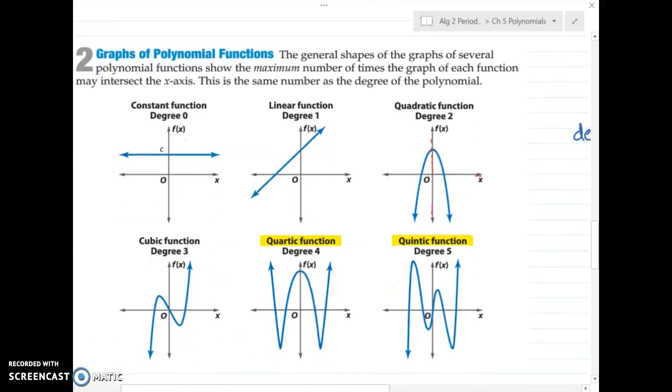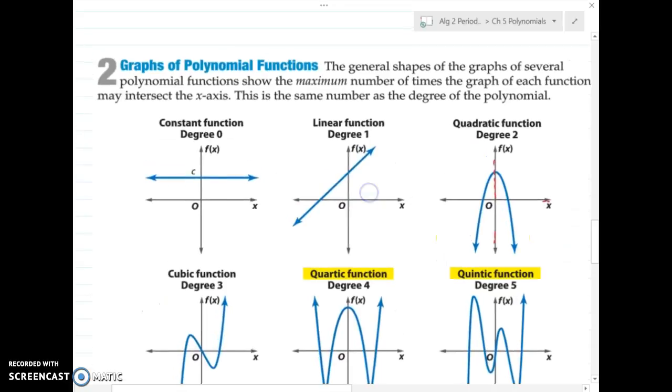All right, the next thing we're going to look at, and this will be kind of brief. I promise we're going to talk about this again tomorrow. But the degree of the function tells you some really important things about the graph of the function. And if you look at this chart, it kind of sums it up.